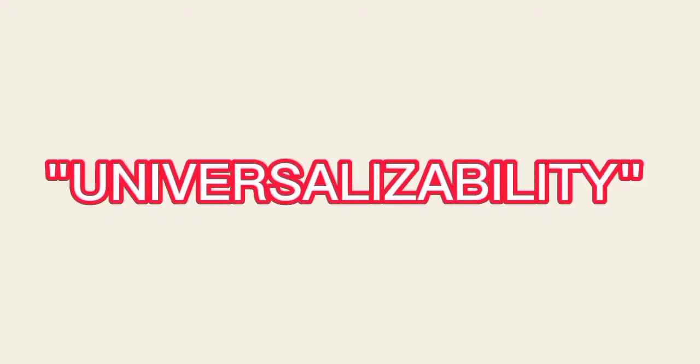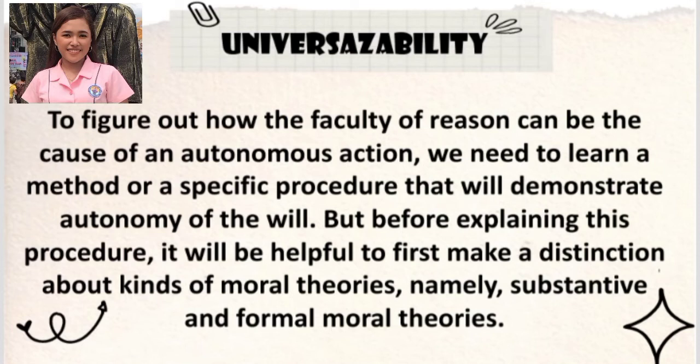So our next lesson or topic is all about universalizability. To figure out how the faculty of reason can be the cause of an autonomous action, we need to learn a method or a specific procedure that will demonstrate autonomy of the will. But before explaining this procedure, it will be helpful to first make a distinction about kinds of moral theories, namely the substantive and formal moral theories.